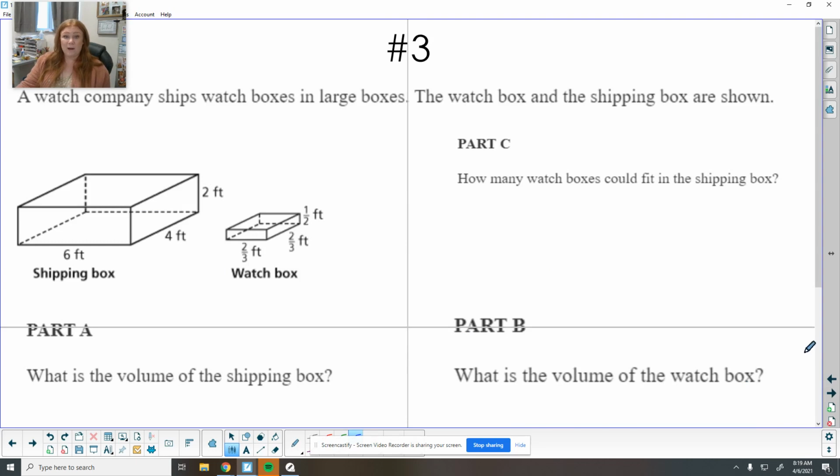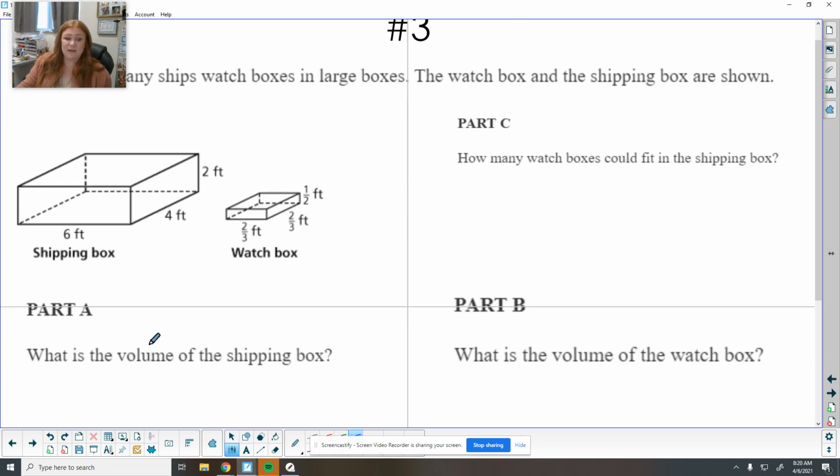Hey, let's do one more here today. So a watch company ships watch boxes in large boxes. The watch box and the shipping box are shown. So here's our shipping one. Here's the watch box. So first, what is the volume of the shipping box? Oh, we love these numbers. So the length is 6, the width is 4, the height is 2. Okay, go ahead and do that one.